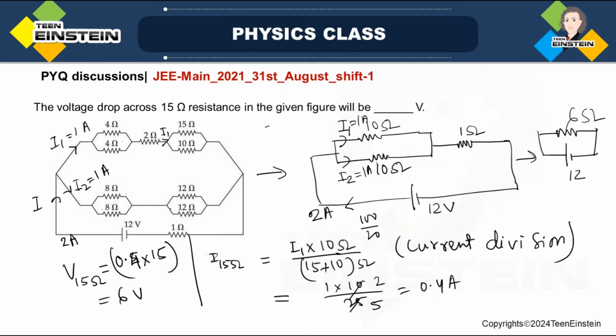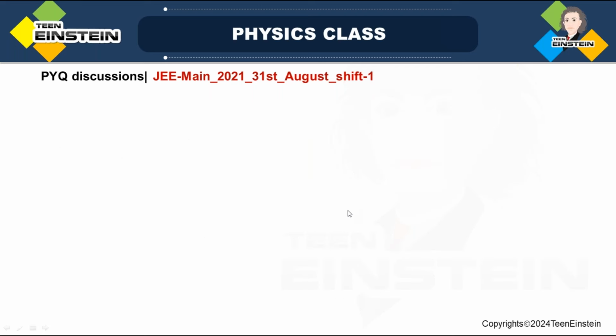Okay, so what is the voltage? 6 volt. And this will be the answer for this question actually. So 6 volt will be the voltage drop across the 15 ohm resistance. Okay, so this is all for this question. Let us go to the next problem.